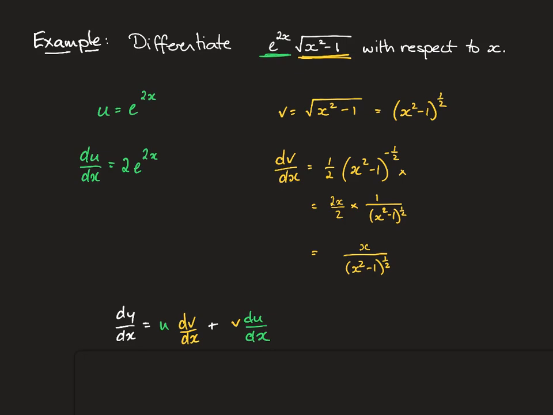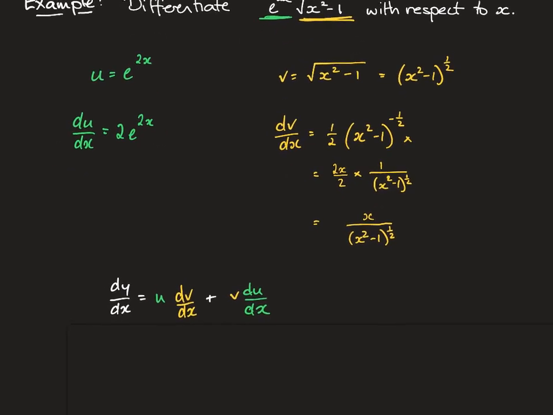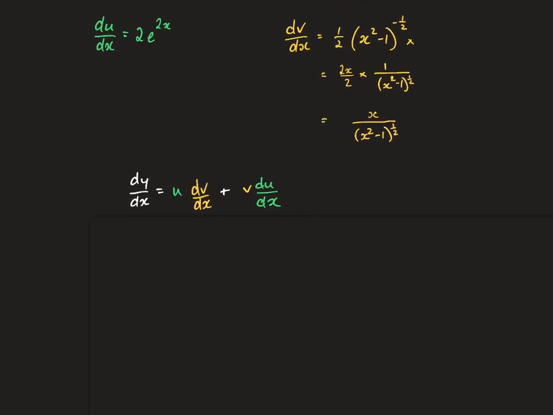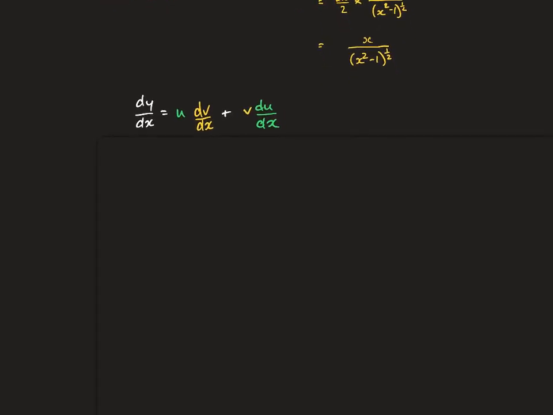So we substitute into the product rule our u and our v. Let's move this up. Substitute in. And then we go through a process of simplifying. And so I've simplified it so that I have two terms separated by a plus sign in the middle.